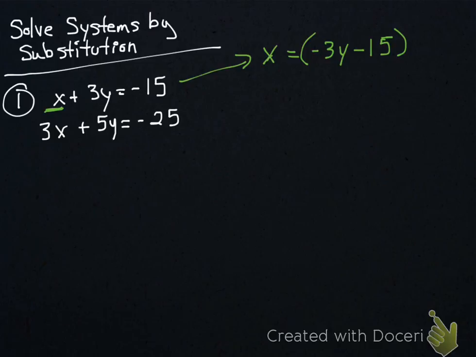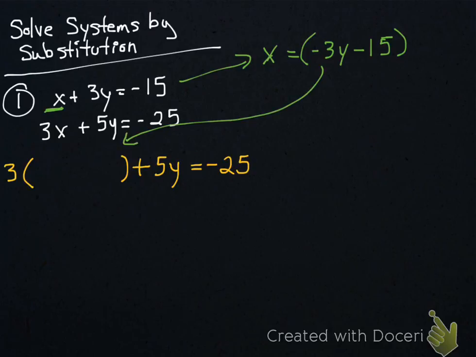Now what we're going to do is take that and plug it into the other equation. So I'm going to write the other equation out, and I'm going to put parentheses where that x is going to go. That way we can clearly see exactly where we're supposed to plug it in. So we have negative 3y minus 15 getting plugged in there, so there's no confusion. Don't accidentally plug in the wrong variable for it.